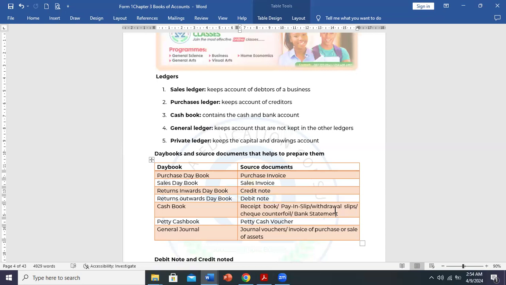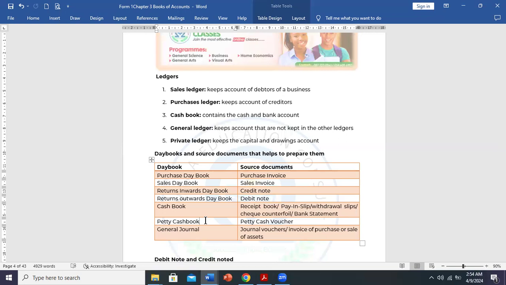Okay, so for the cash book, it has a lot of source documents. You can use the bank statement, the receipt books, deposit books, or paying slips, etc. Petty cash book. That one we use what we call a petty cash voucher. The petty cash voucher is also basically just a sheet of paper designed by a business to take care of expenses that you would not ordinarily get a receipt.